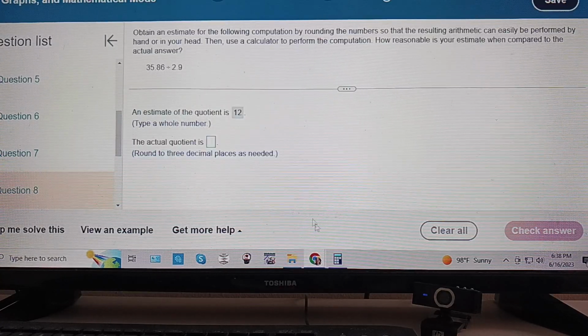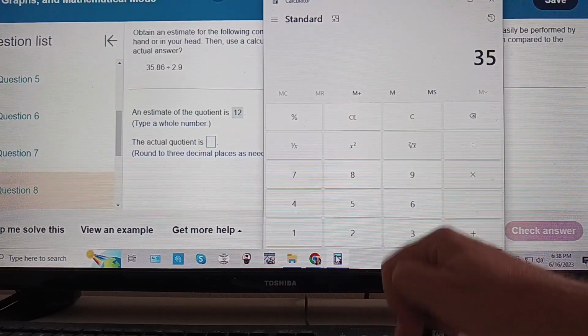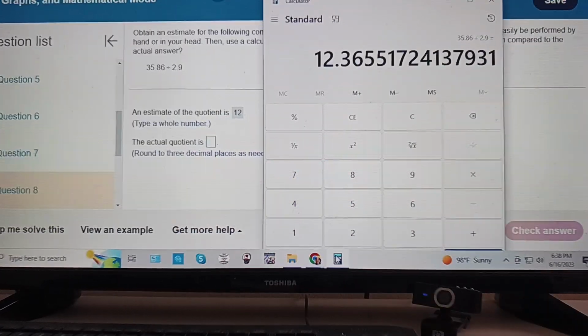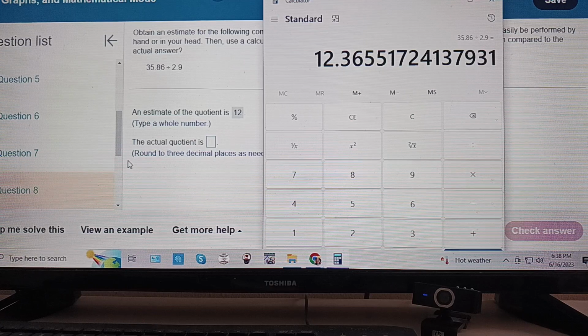So clearly we would need a calculator to do the actual answer. 35.86 divided by 2.9. 12 point, how many? See, it says round to 3 decimal places. So I want to definitely go to the third one, which is this 5 right here. If the next digit's 5 or higher, you add 1, otherwise you don't. So the next digit is 5 or higher. I need to change this 5 to a 6.